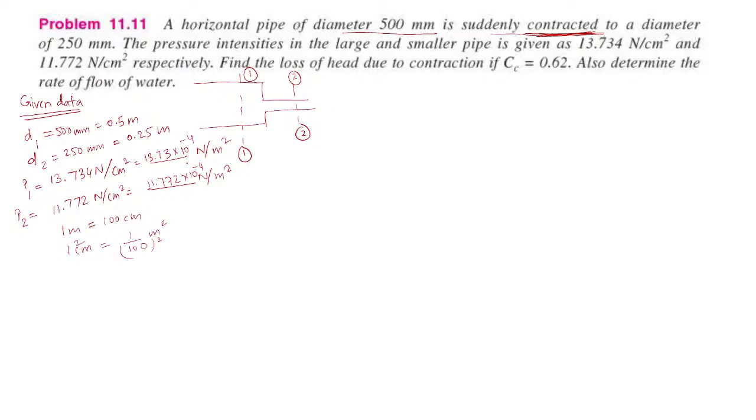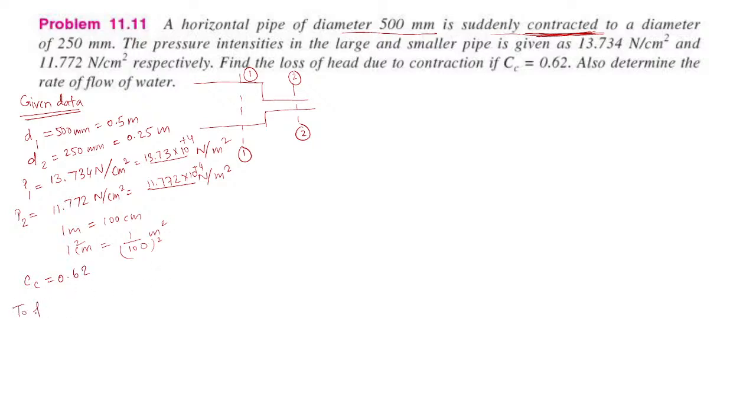As I have mentioned here, whether it should be plus or minus, it has to be plus. Okay, so when I convert this, I get this value, right? Alright, and they have also given Cc, that is 0.62, right?